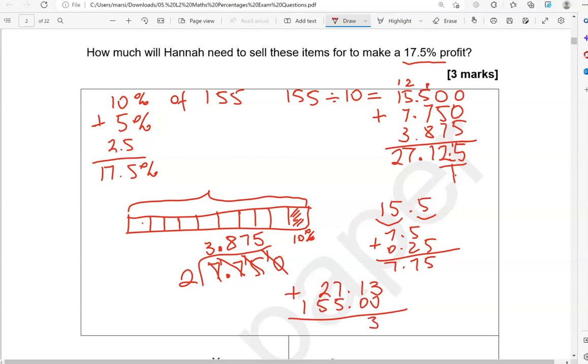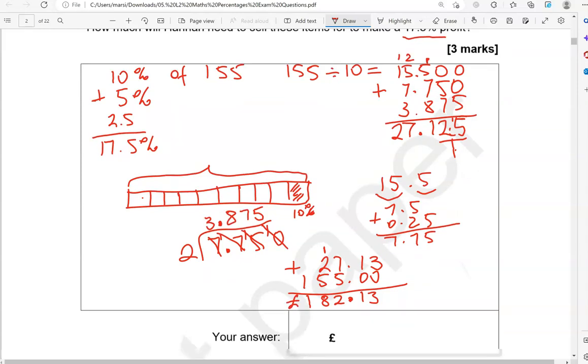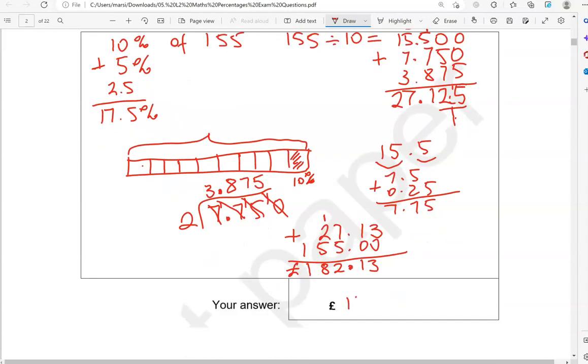3 and 0 is 3, 1 and 0 is 1, 7 and 5, that is 12, so 2 down and 1 is carried over. 2 and 5 is 7, and the 1, that is 8. So £182.13. That's how much she's going to need to sell the items for to make 17.5% profit.